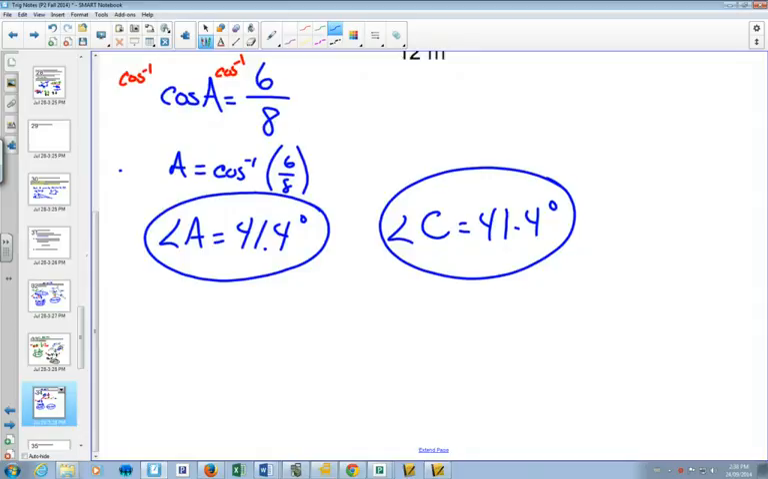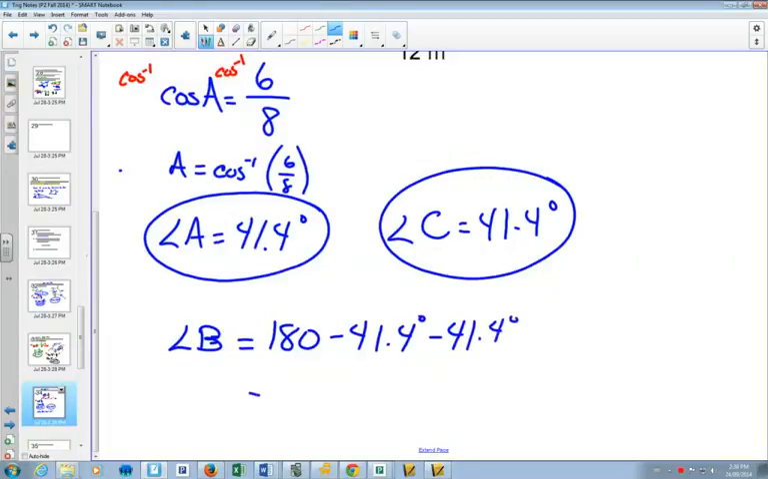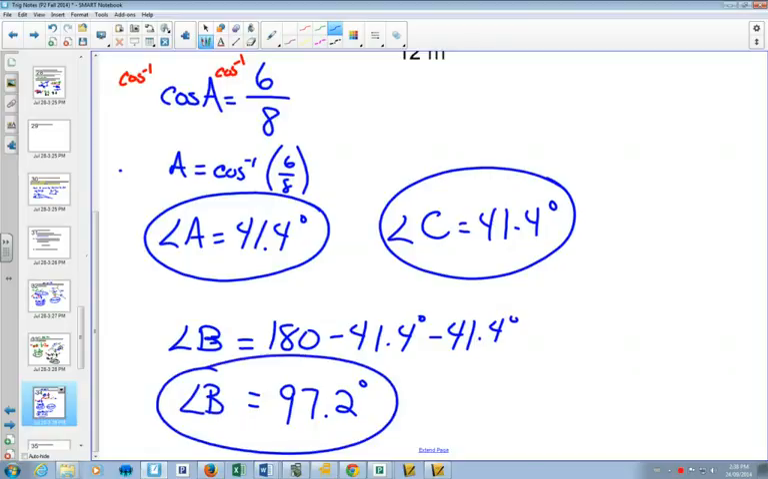How are we going to find angle B? So if we started with 180, and you subtract the two of them, what's left? 97.2. That's angle B. Put a circle around that. And we found all three.